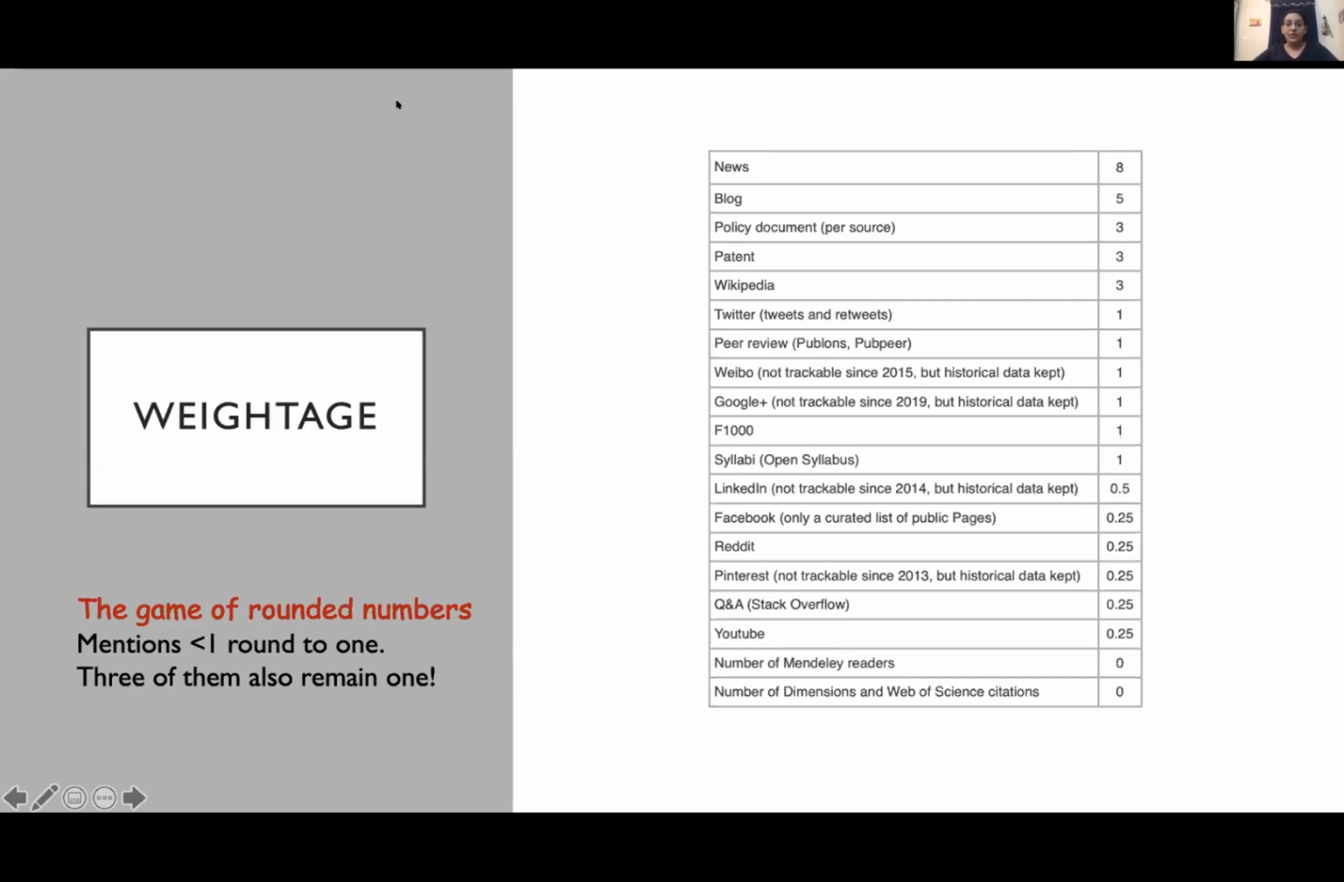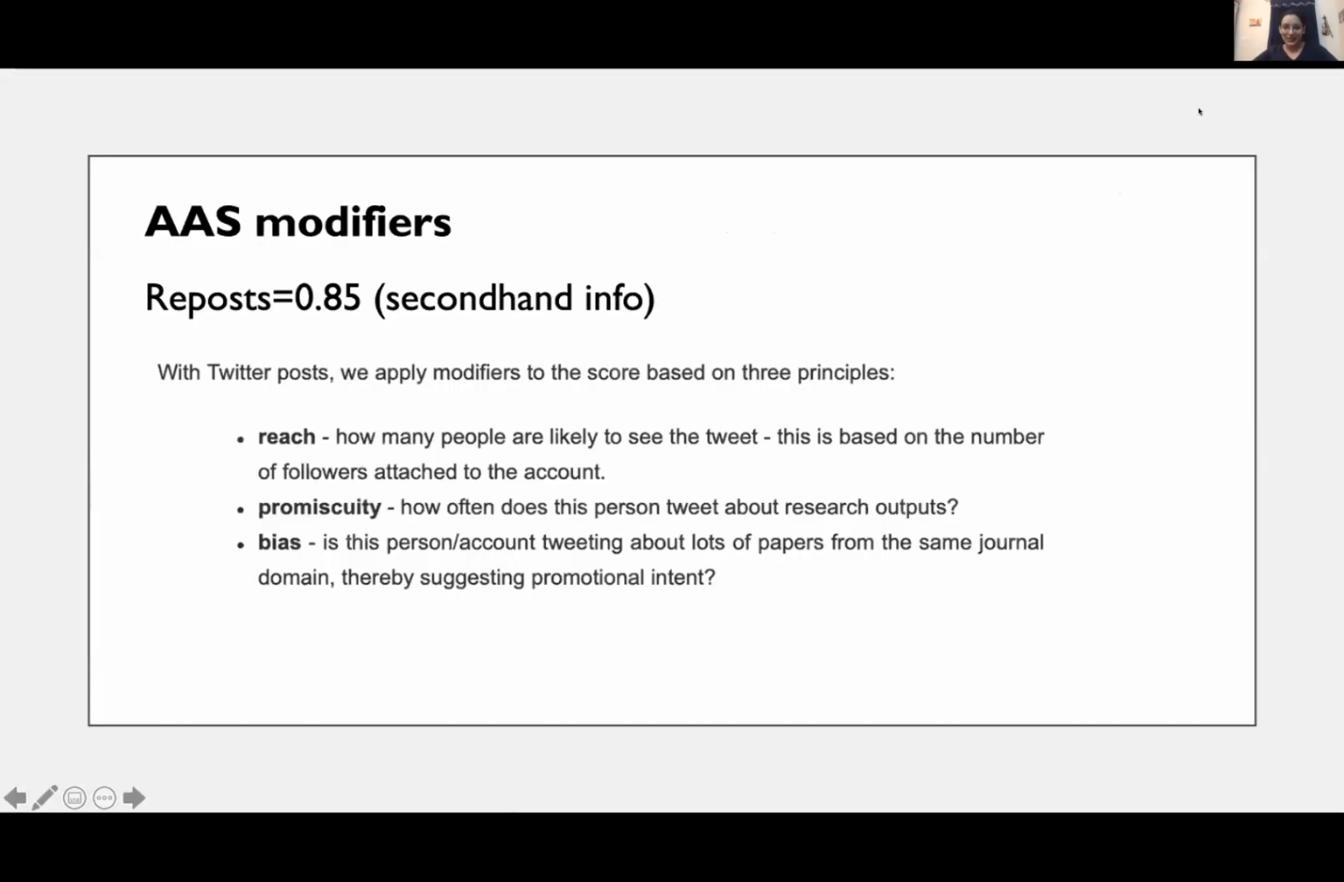And also it's a game of rounded numbers, which makes it all the more complicated. So suppose the mention of Facebook by one person is 0.25, but it is rounded to 1. But if 3 people talk about it, again, it's 0.75, it still remains 1. So how to predict all these?